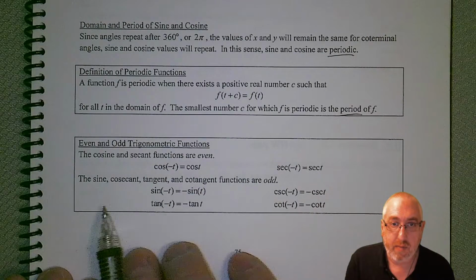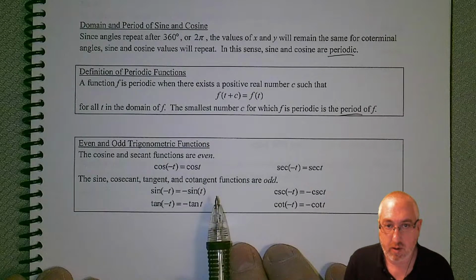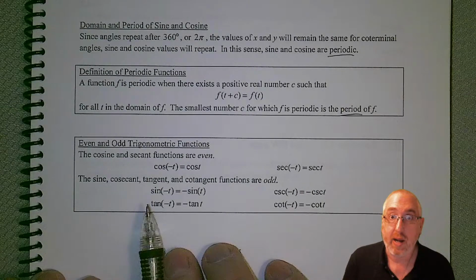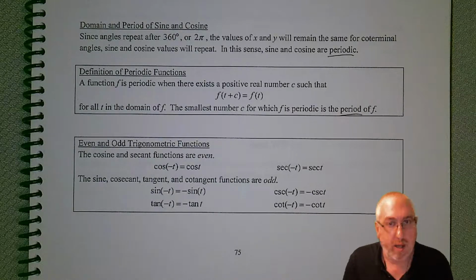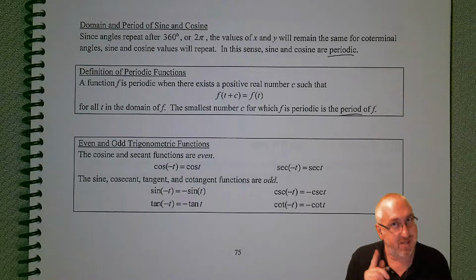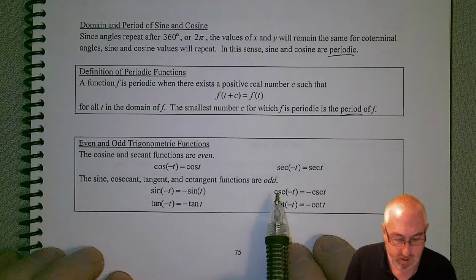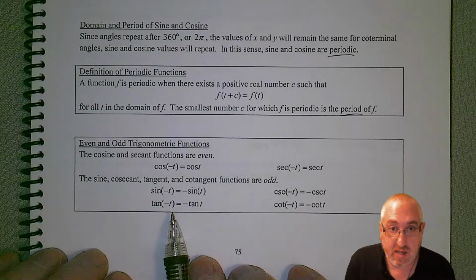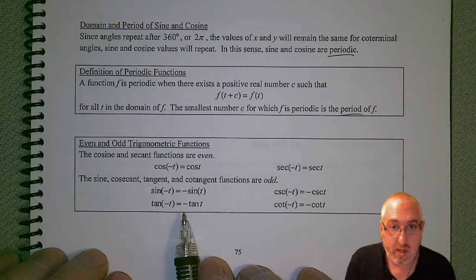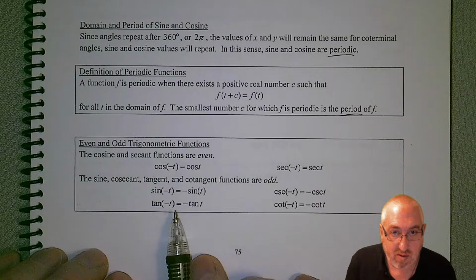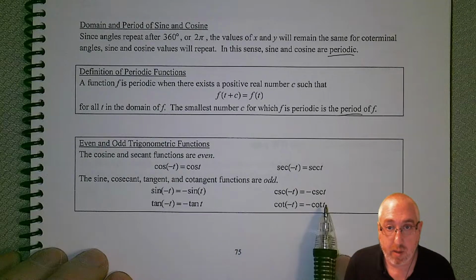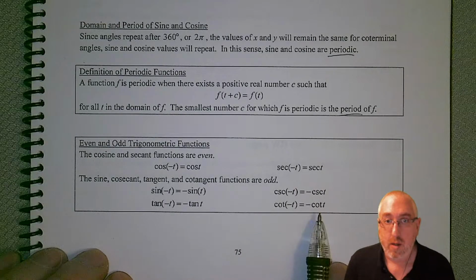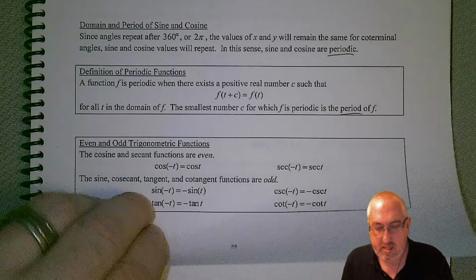However, all of the other ones are odd functions. So again, if it's an odd function, that means it's a reflection in the origin, not the x-axis, the origin. In this case, we have these equalities. You can see anytime we have these negative angles, it's going to negate the entire function. Same thing with these ones over here. So let's take a look at a couple examples.